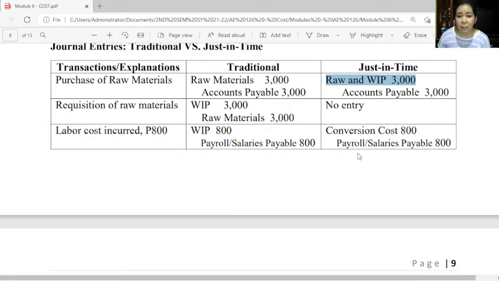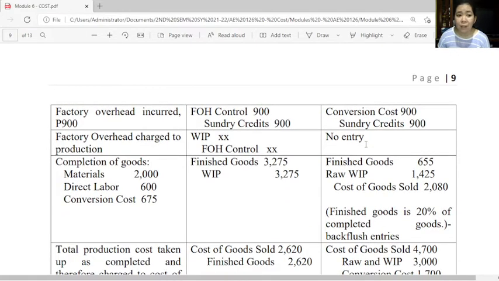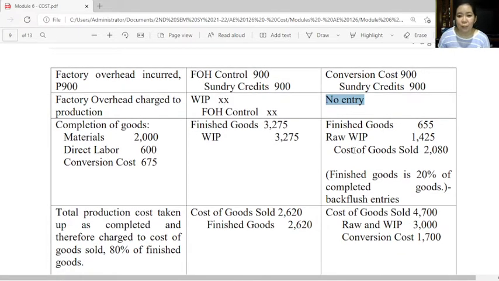For labor cost, as mentioned earlier, we will be using conversion cost instead of debiting it to work in process. The same with factory overhead, we will accumulate it in the conversion cost account. For the factory overhead charged to production, there is no entry yet under just-in-time. For the completion of goods, here we have a note that finished goods is 20% of completed goods.